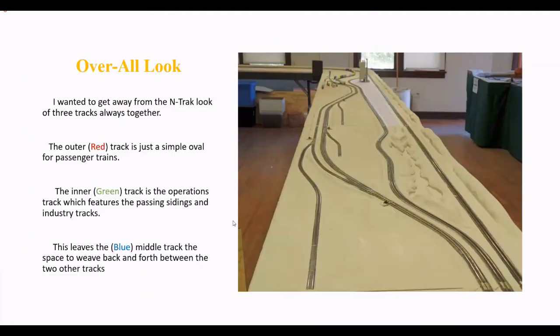And then on the overall look of the layout, I wanted to get away from the 3 tracks just constantly being together. The outer, or what would be the red line, is basically just a big loop. It's a high-speed line. I usually put a passenger train on there, and that's mostly for the kids to go, ooh, look at how fast it's going. And then you have the green line, where my industry switching takes place. On both of the long sides of the layout, I have a passing siding which runs almost the entire length. You can see here, I'm just starting to put in my industry sidings. Now the blue line in the middle basically is allowed to meander back and forth between the other 2 tracks.